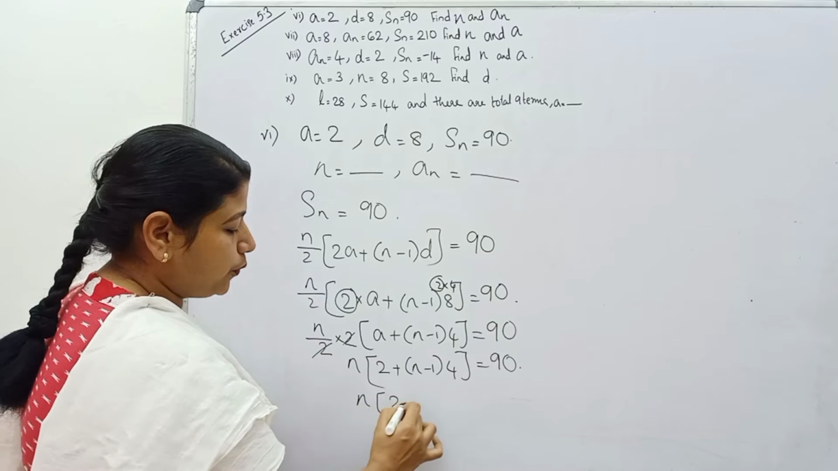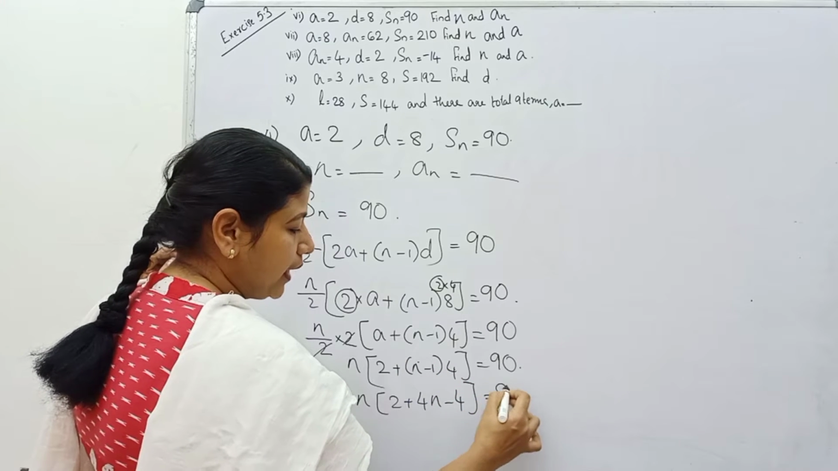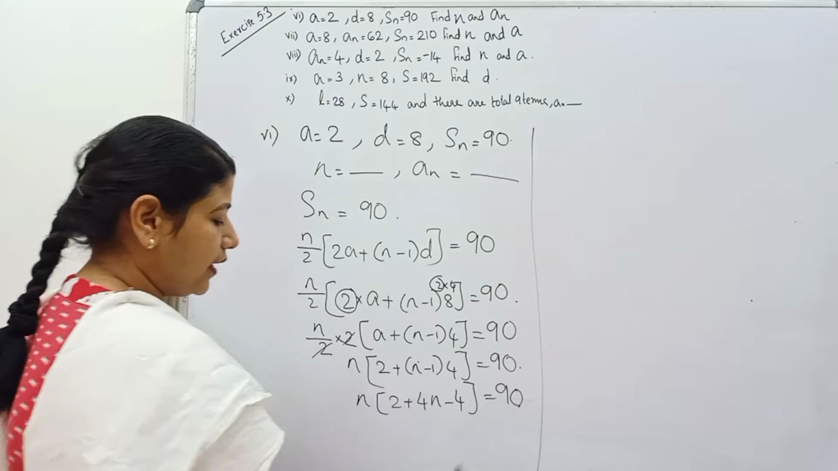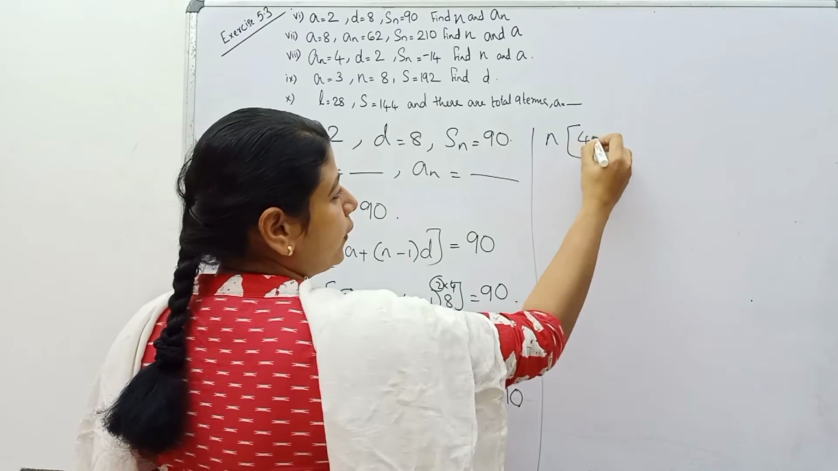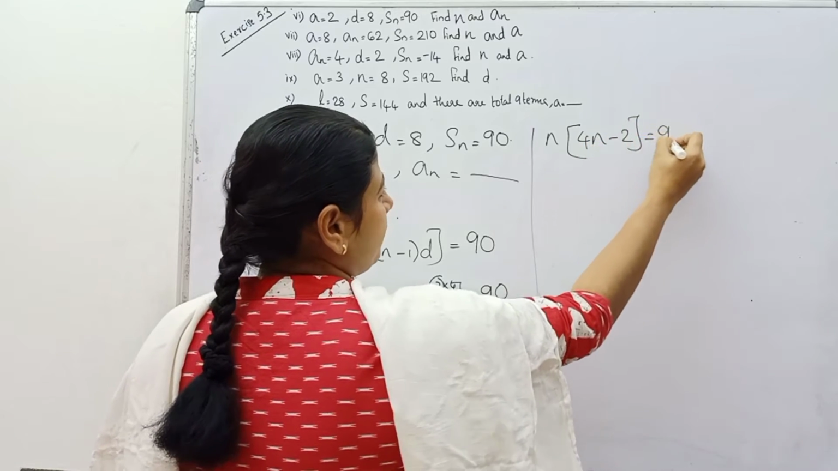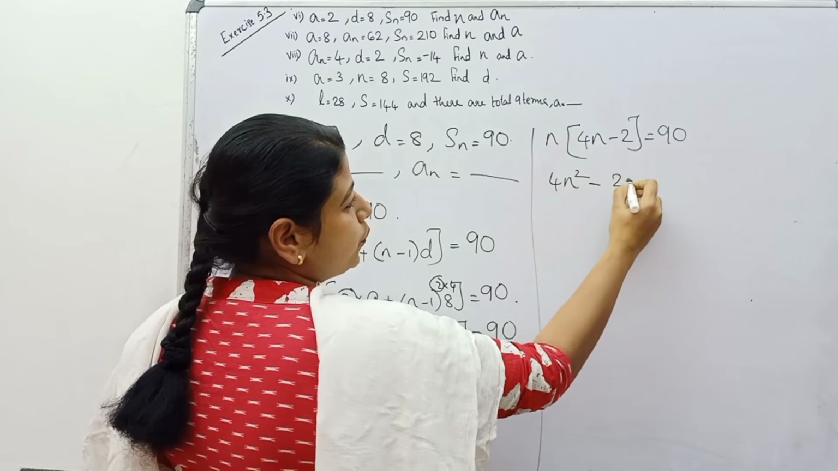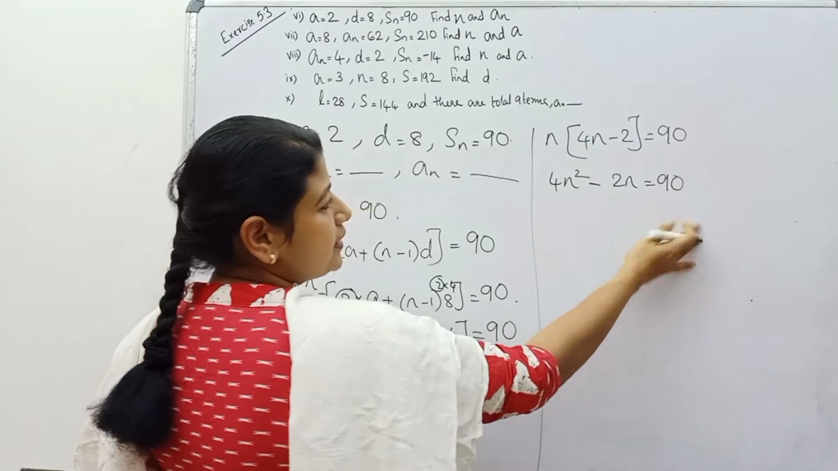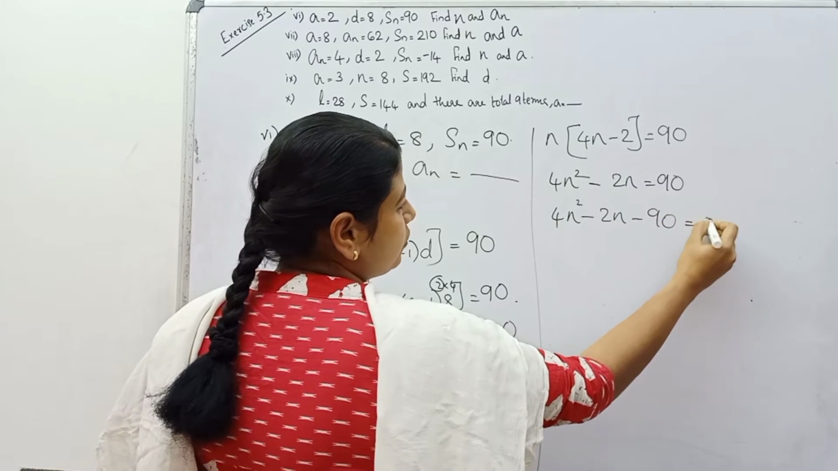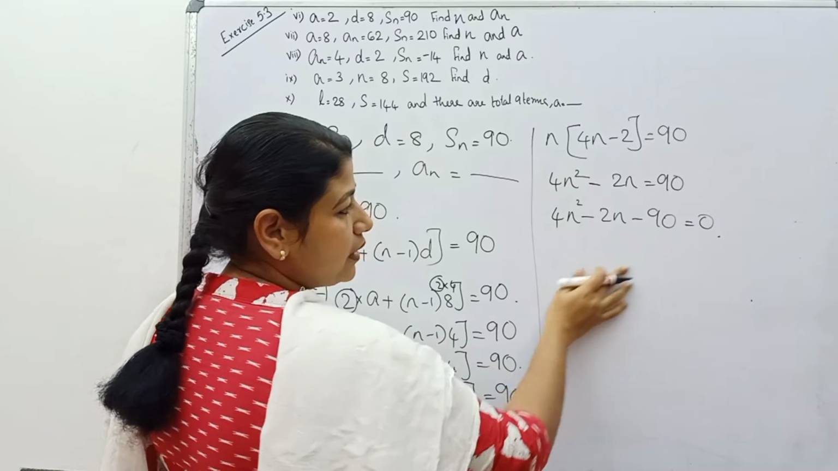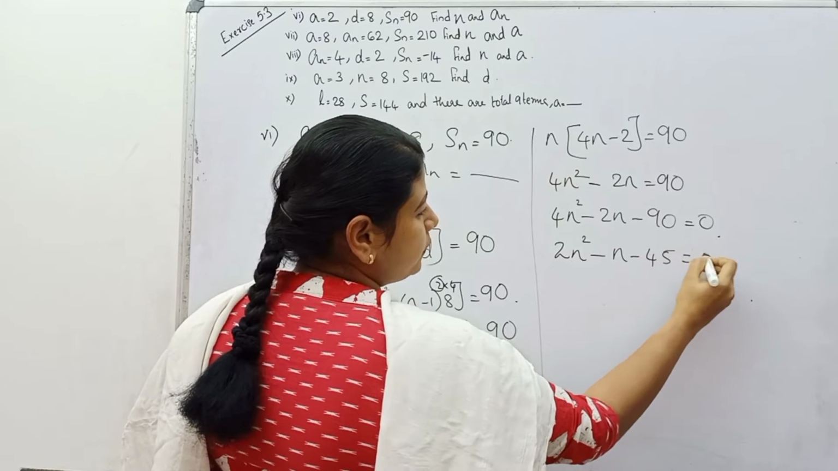Again n into 2 plus 4 into n is 4n minus 4 into 1 is 4 equal to 90. Or we can write n into 2 minus 4 is negative 2. So 4n minus 2 is 90. 4 into n, 4n square minus n into 2, 2n equal to 90. Take this 90 to this side, you will get 4n square minus 2n minus 90 equal to 0. Here we can divide all the terms by 2. You will get 2n square minus n minus 45 equal to 0.